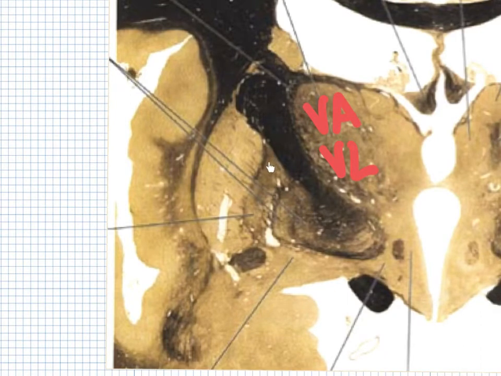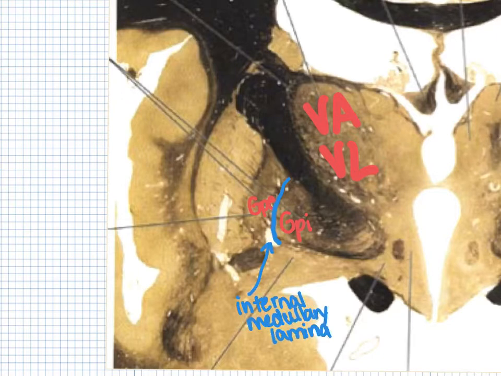So this whole structure right here is the globus pallidus. And within the globus pallidus, there is an internal segment and an external segment. And we call these the GPI and GPE. The GPI and GPE are going to be separated by a thin sheet of axon fibers called the internal medullary lamina. And the GPE is going to be separated from the putamen via the lateral medullary lamina.